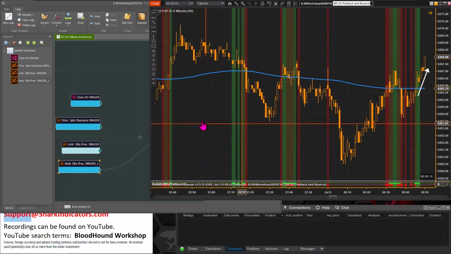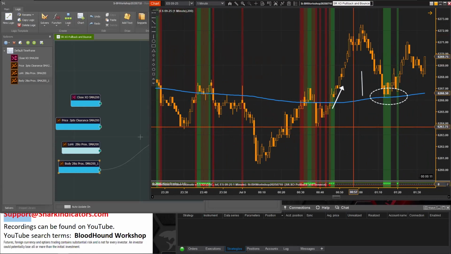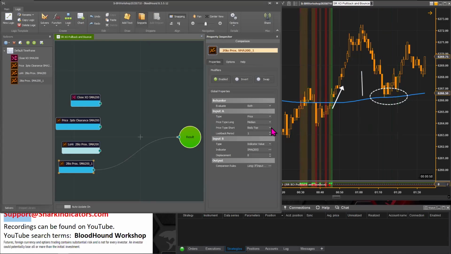So let me go back to where we were. All right. So for this one here, let's see. Is it the median? Yeah, it is the median. Okay. So we're going to switch these both to the median. And there we go. Median. Like that.